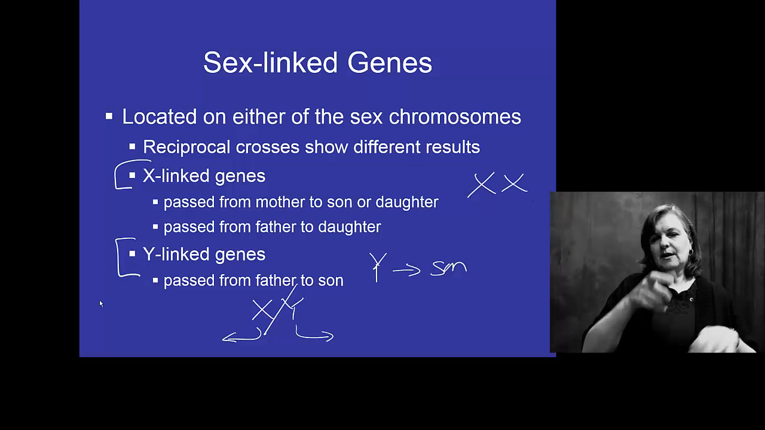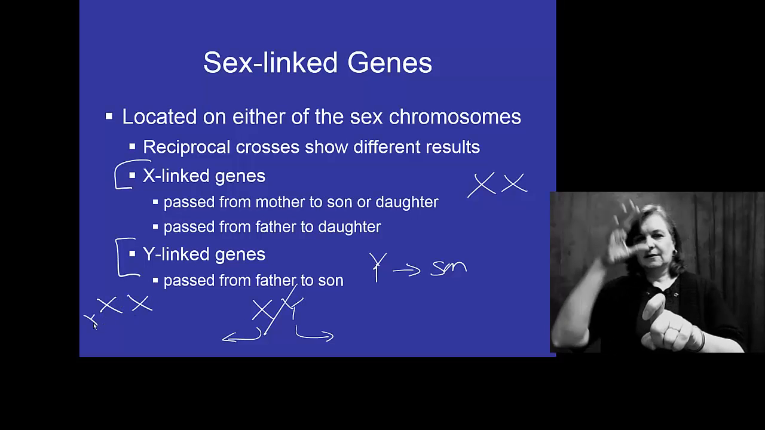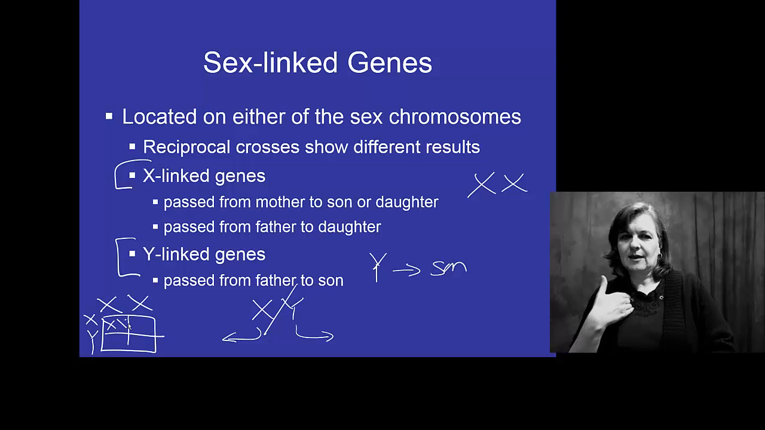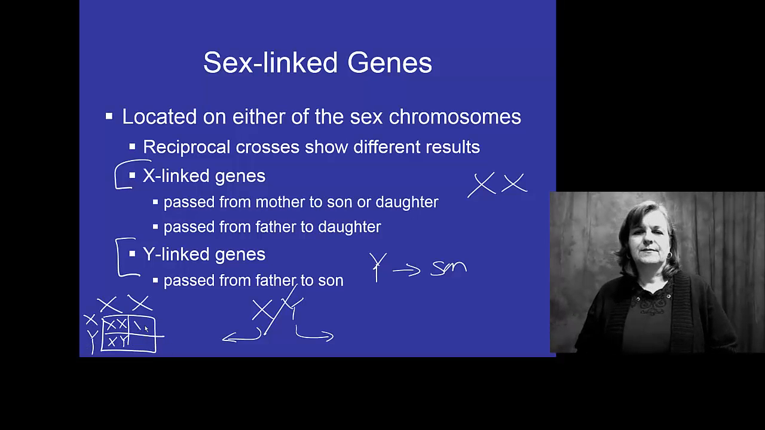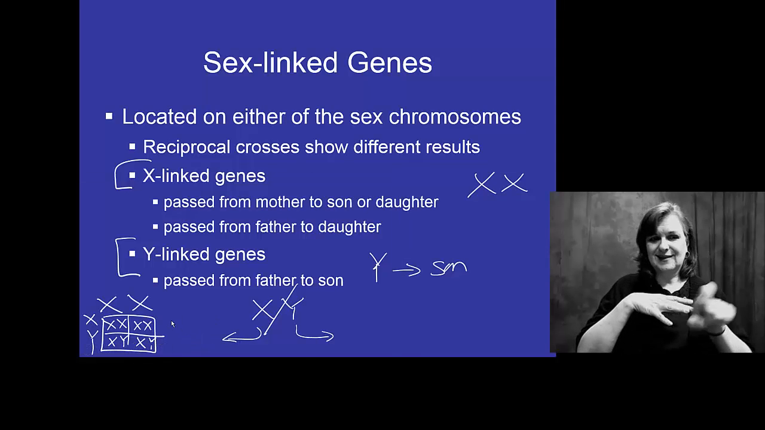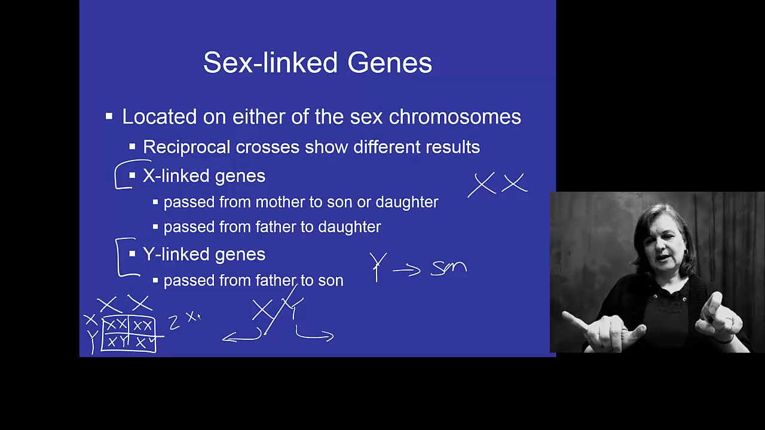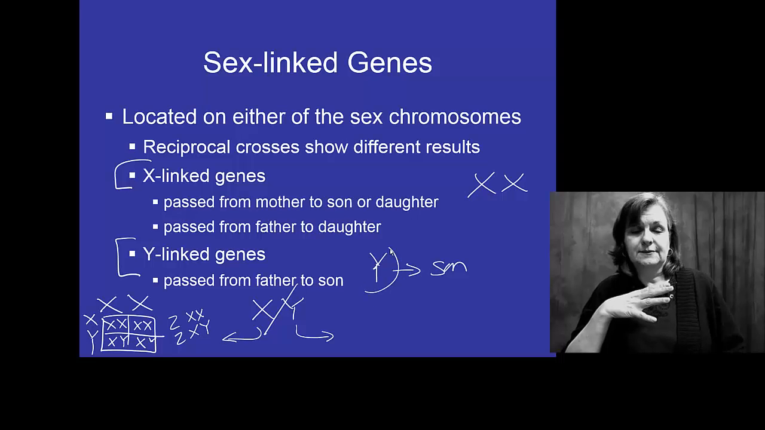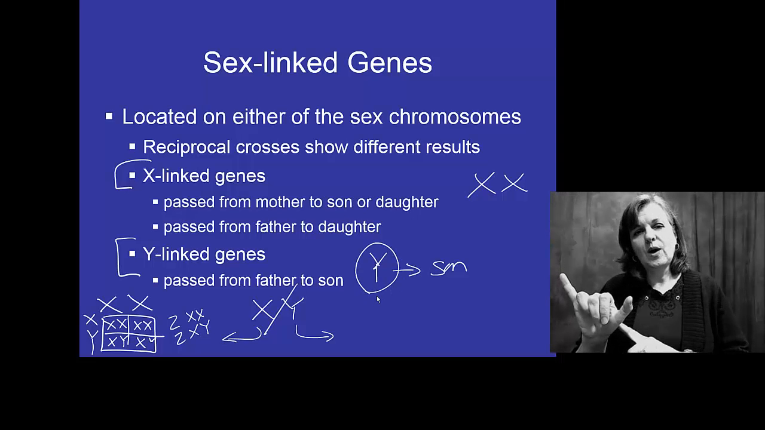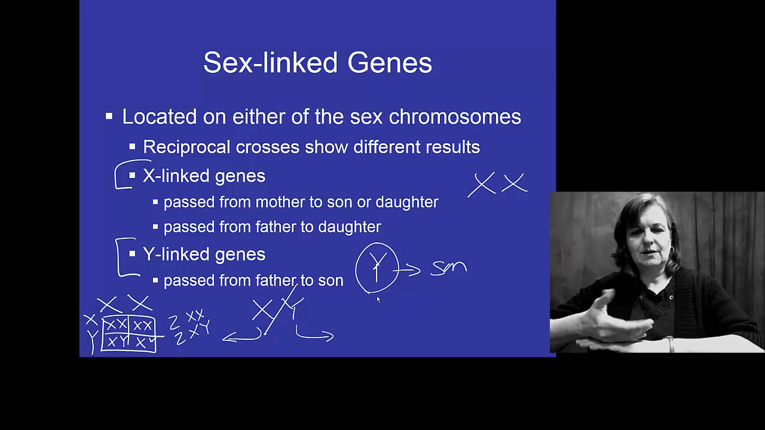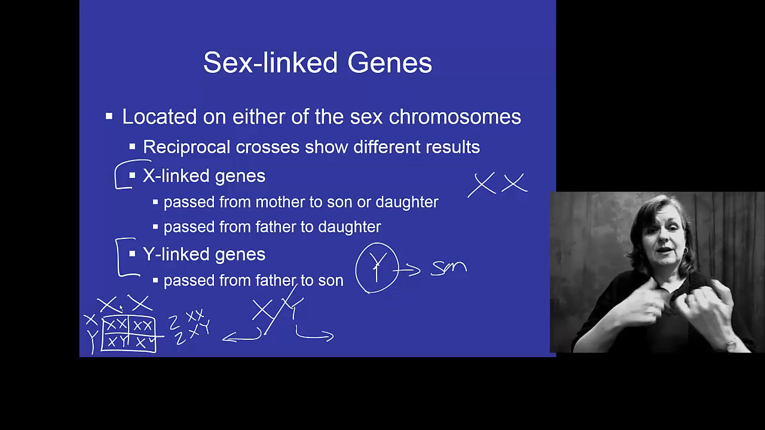So if we set up our Punnett square, mom is XX, dad is XY, our offspring are XX, XY, XX, XY. So when we look at this, we have the possibility of 2 females or 2 males. The only place the Y can come from and go to is from dad to sons. The X's, on the other hand, could come from mom or could come from dad.